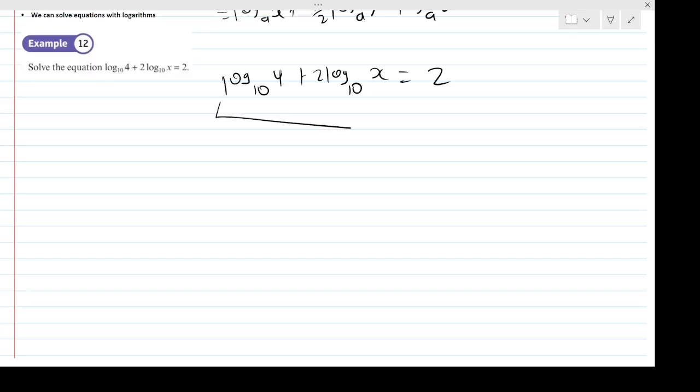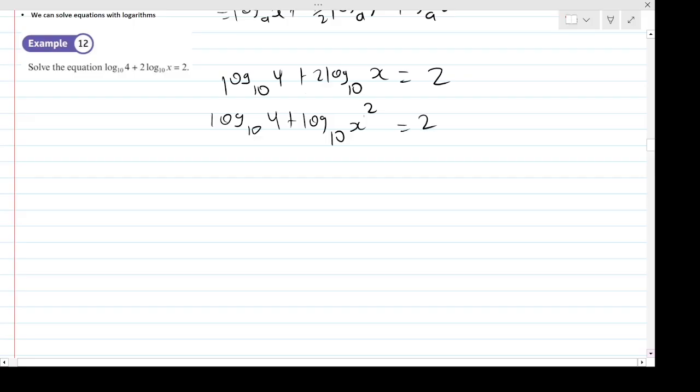Firstly, what we need to do is combine all the logs as one. Well, firstly, again, I've got a coefficient of 2 in this log here. In order to apply log laws, I need to get rid of a coefficient. So the coefficient needs to come as a power inside. So that would be log 10 of 4, add log 10 of x, and that'd be x squared, right? Power of 2, because the number 2 has come as a power inside.